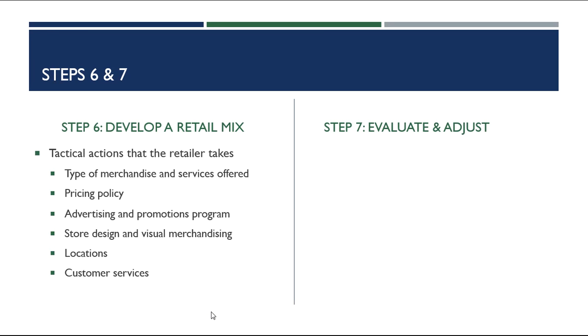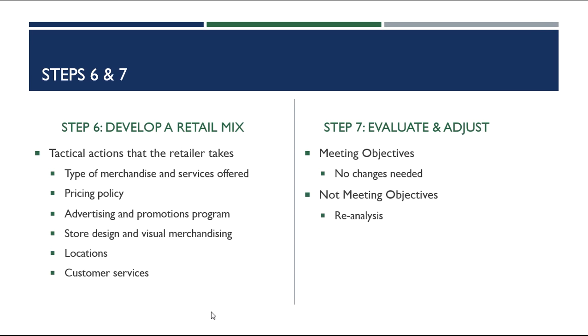And then we would be remiss if we didn't evaluate our plan and adjust it. So every year a retailer is going to look at their plan, look at their retail mix, and see what changes need to be made. If you're meeting your objectives, you might not need to make any changes. However, if you are not meeting your objectives, you obviously need to reanalyze and make adjustments as needed. So we will talk through this strategic retail planning process as we move through the next few chapters of our textbook. We'll most heavily focus on step 6, which is that retail mix. And we start with chapter 7 talking about location next.